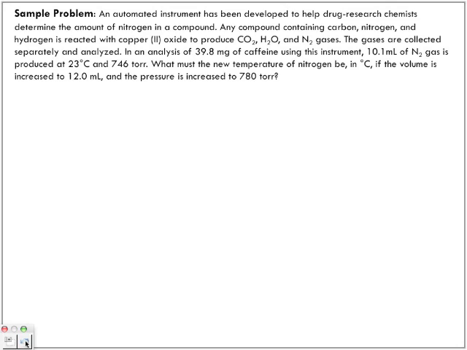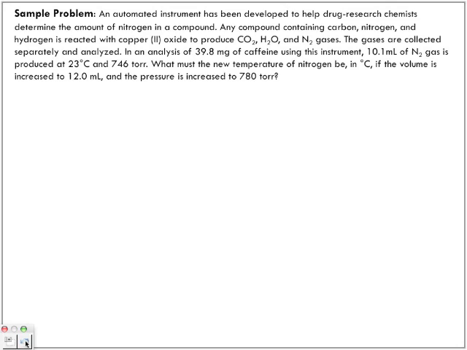Okay, let's move on to the next sample problem. An automated instrument has been developed to help drug research chemists determine the amount of nitrogen in a compound. Any compound containing carbon, nitrogen, and hydrogen is reacted with copper oxide to produce CO2, H2O, and N2 gases. The gases are collected separately and analyzed. In an analysis of 39.8 milligrams of caffeine, using this instrument, 10.1 milliliters of nitrogen gas is produced at 23 degrees Celsius and 746 torr.